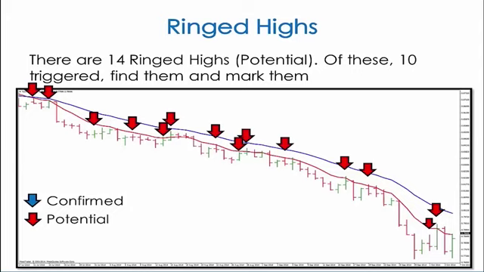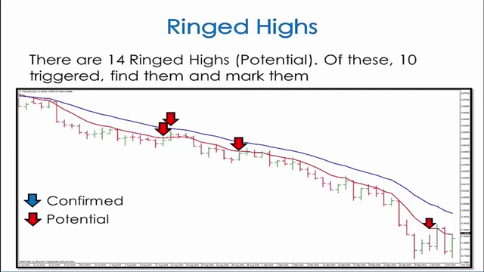Now, on this chart here, 10 of those potentials get triggered. Take a few minutes, look through the chart, and try and find out which ones get triggered and mark them. Pause this video now, go ahead and do that, and hit the play button when you're ready to get started again.